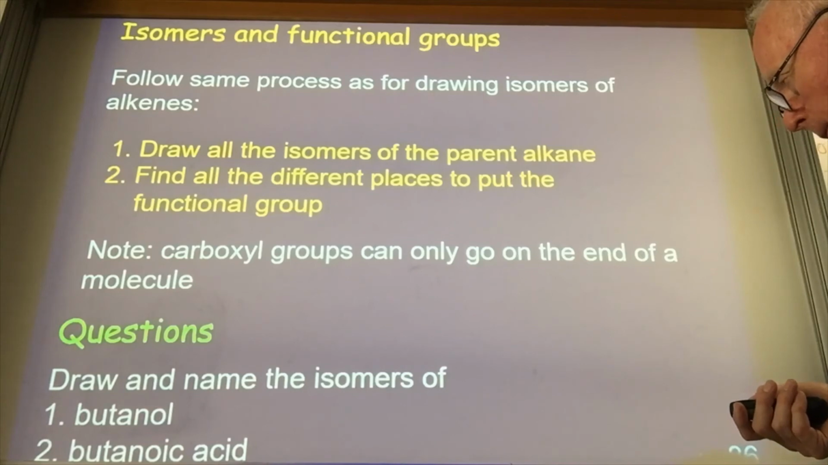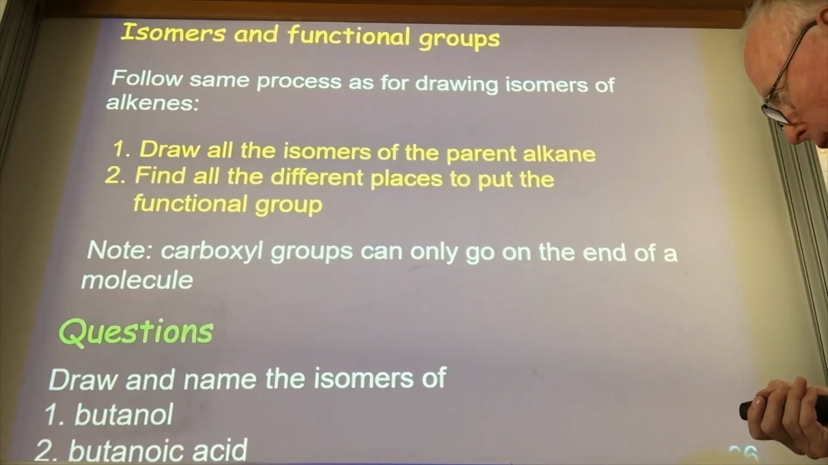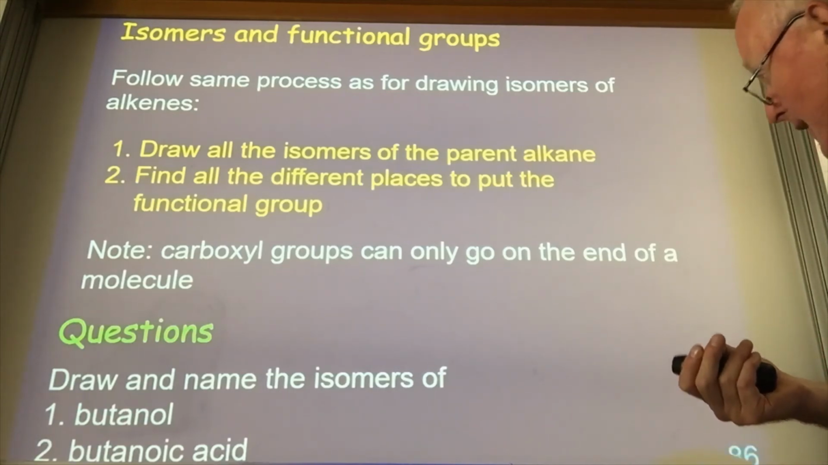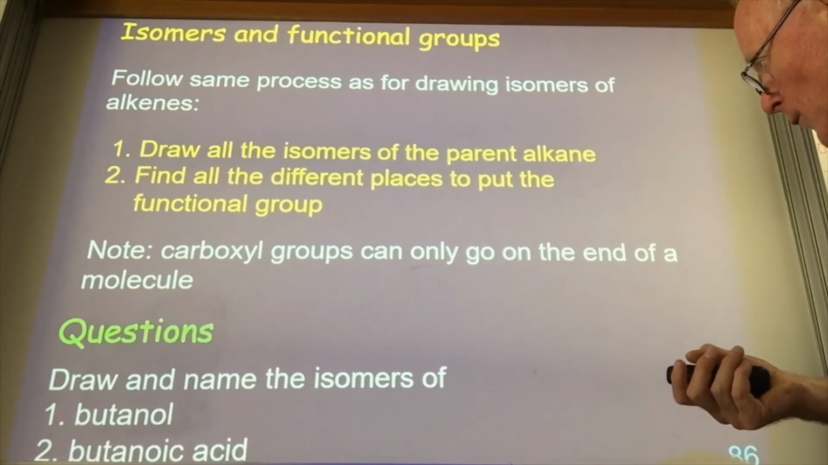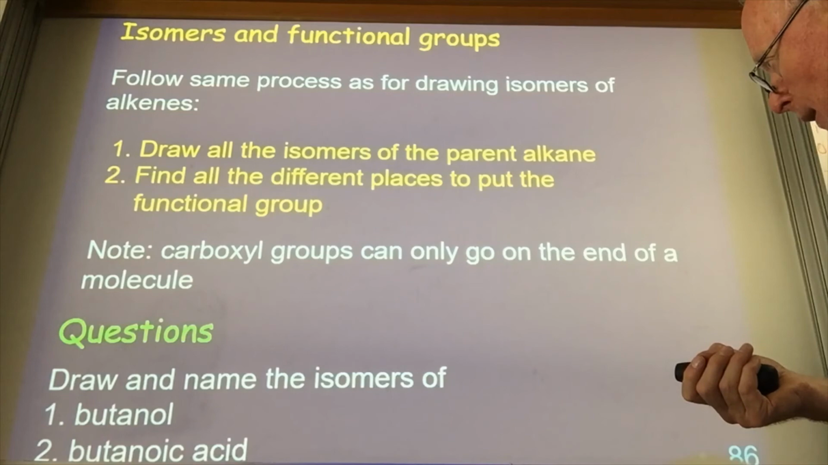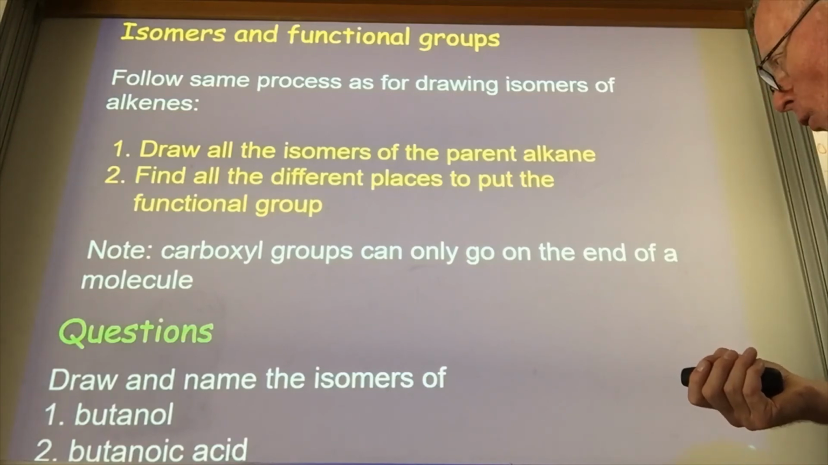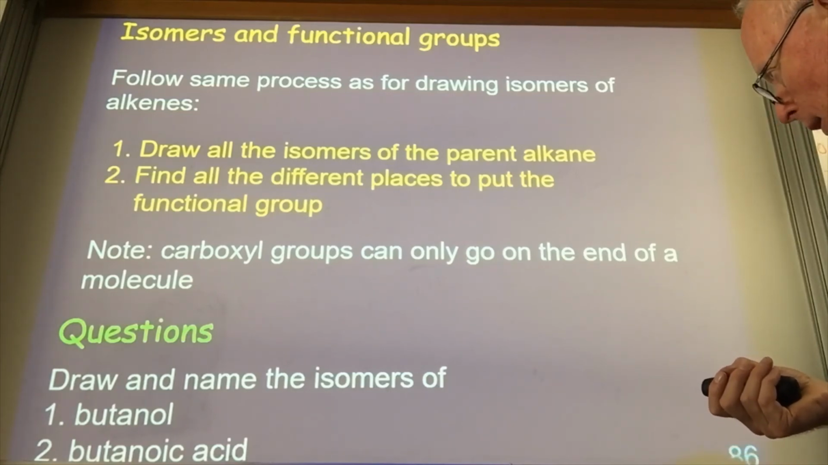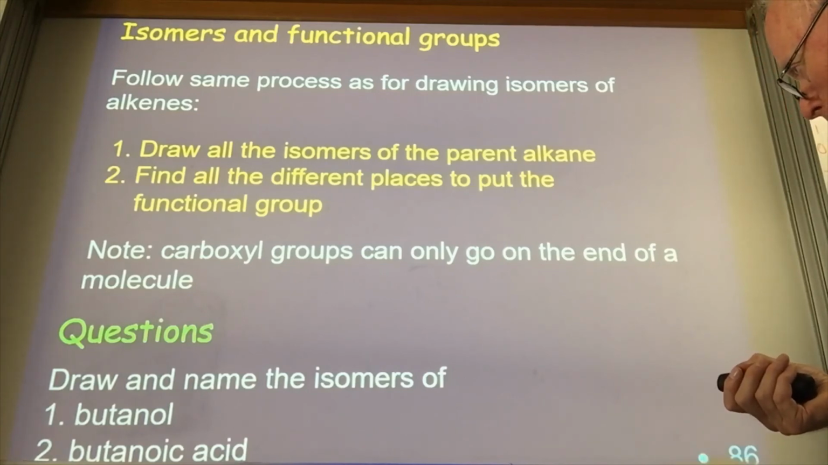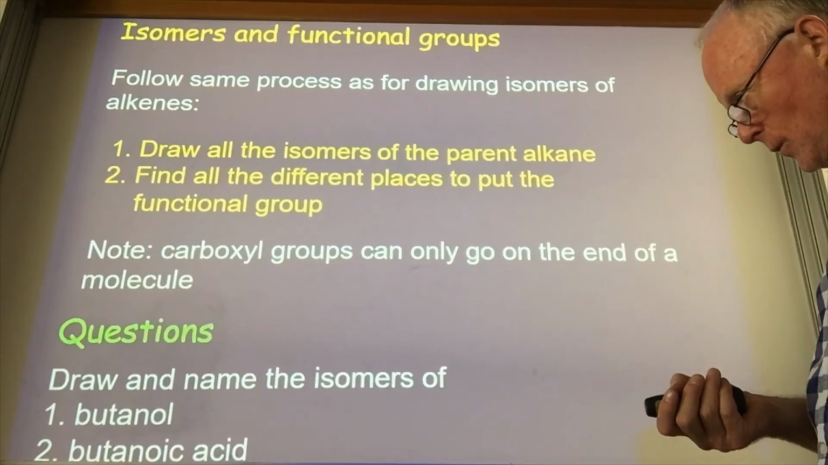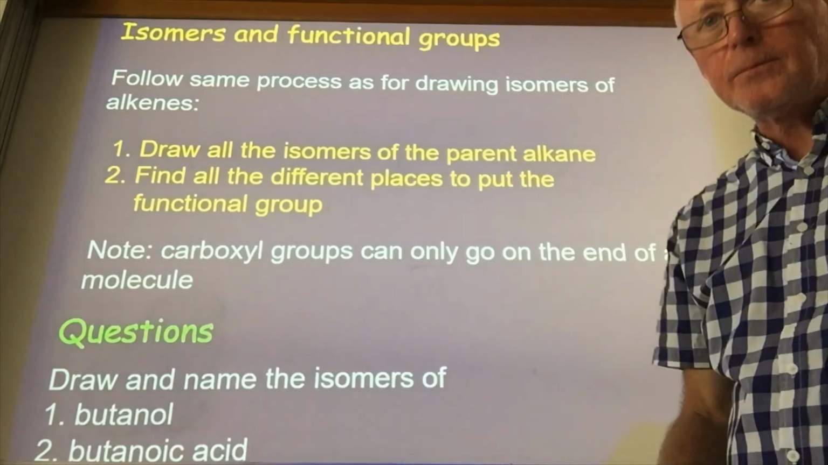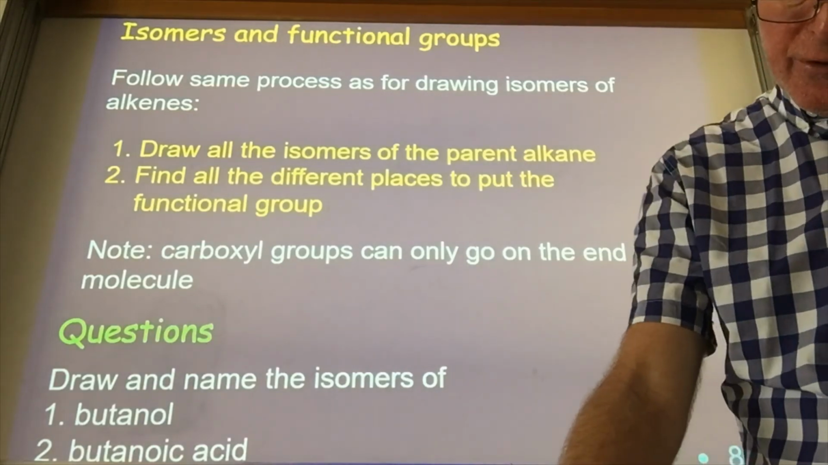So remember, how many isomers have you got for butane? 4 carbons in a row. You've got 2 of them. You've got n-butane and you've got methylpropane. So for question 1, where are all the different places you can put an OH group on n-butane? Where are all the different places you can put the OH group on methylpropane? And then the same with carboxyl groups for question number 2. And there'll be a few less for that one, of course.